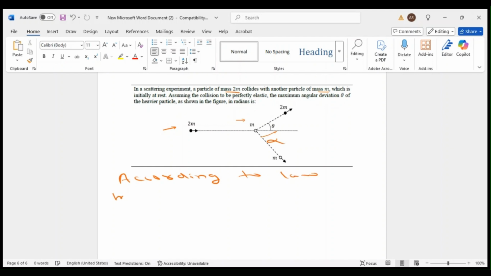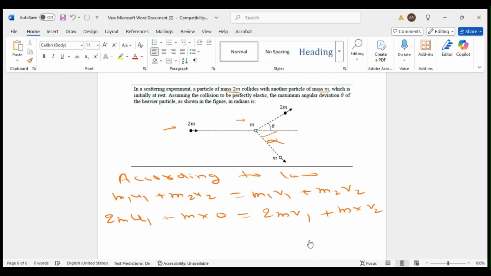we know that m1 u1 plus m2 u2 is equal to m1 v1 plus m2 v2. Here m1 is 2m and u1 is the initial velocity, which is unknown to us according to the question. Then we consider u1, and mass m whose initial velocity is 0, which is equal to 2m into v1 plus m into v2.